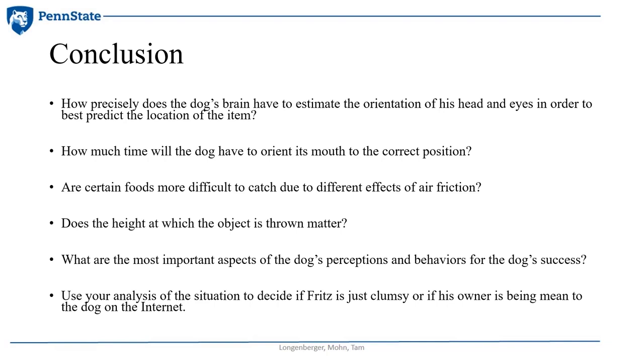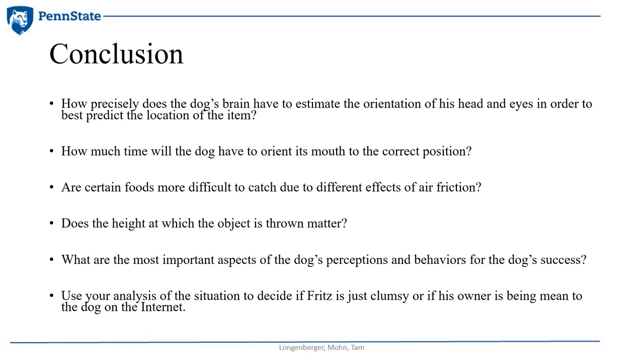For the most important factors that the dog perceives, based on trial and error, we found that the most important aspects of the AI perception were the distance between the food and the dog and the time that passes between the throw and the catch. However, with enough iterations, the dog can learn to catch just as well regardless of whether it perceives time or not. With all of this in mind, it seems that the best way to make Fritz look bad on camera is just to never train him.